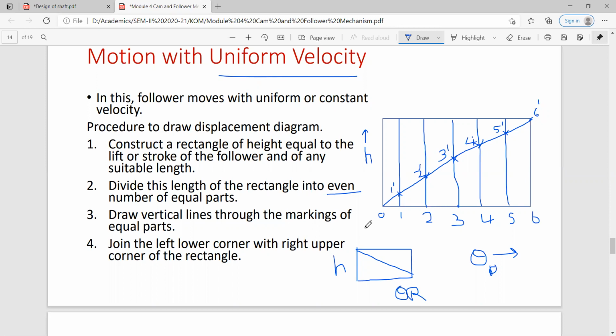Are you getting how to draw the displacement diagram when you are given the condition of uniform velocity? It is simple, isn't it? Nothing so complicated. Yes or no?